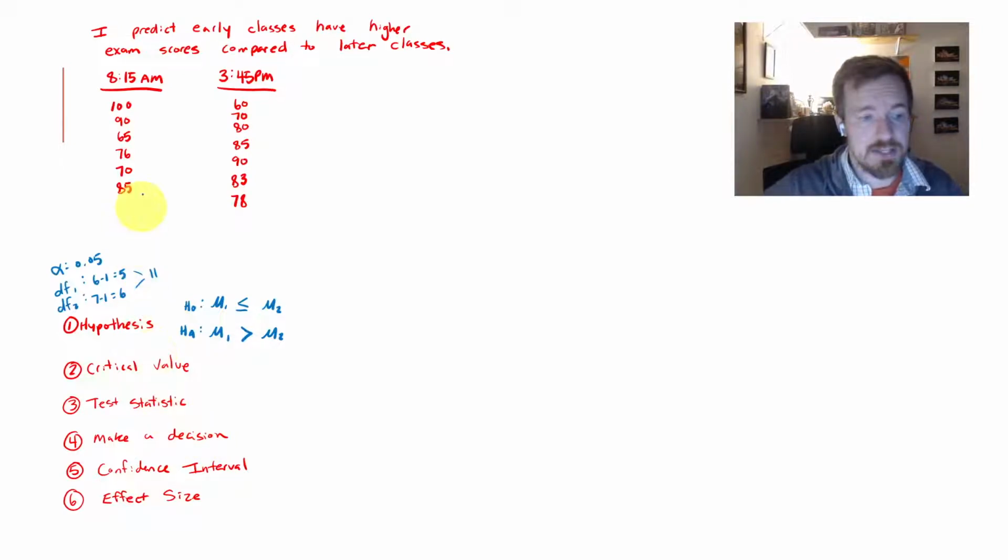Another way that I could have done that is I could have just added 7 and 6, and that gives me 13 minus 2, and that's going to give me 11. Either way, 11 is the degrees of freedom that we need.